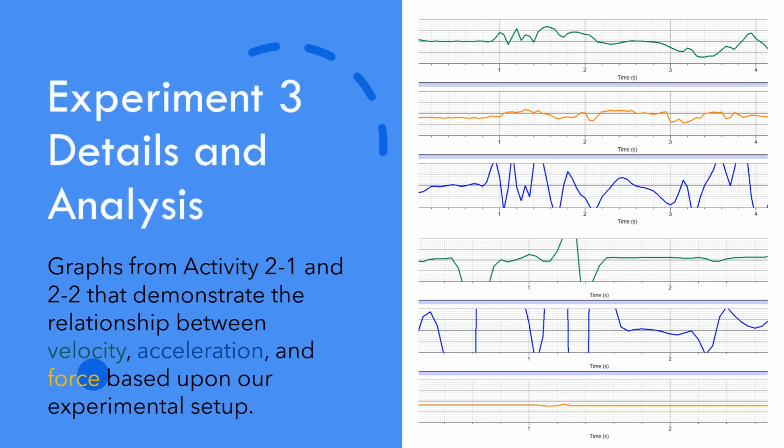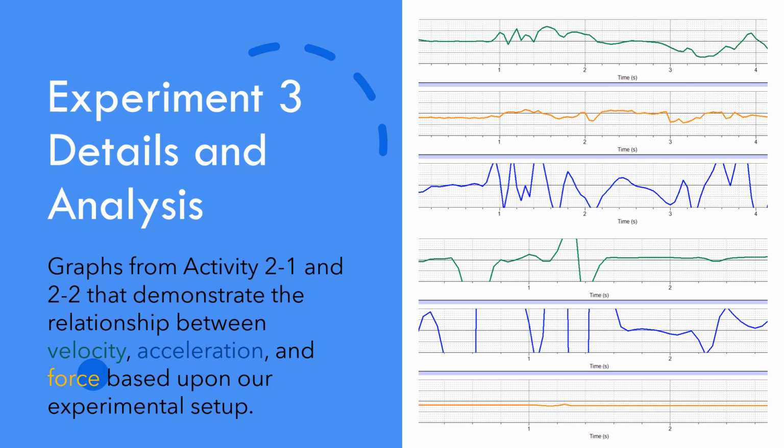Let's get into some details about what we saw in Experiment 3. So the graphs pictured here are from Activity 2.1 and Activity 2.2, and they are demonstrating the relationship between velocity, acceleration, and force based upon our setup. So for the top graph, Activity 2.1, that was when we pushed the cart away from the motion detector, stopped it, and then quickly pushed it back towards the motion detector.